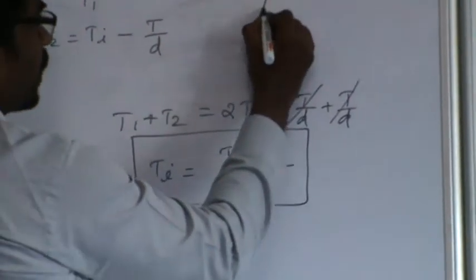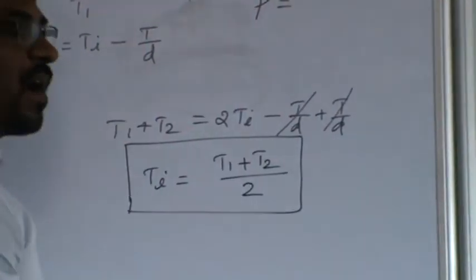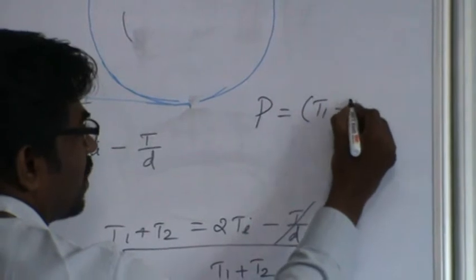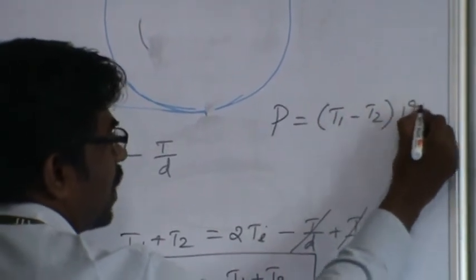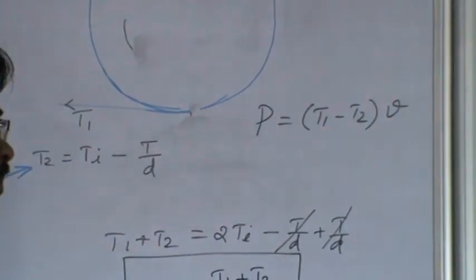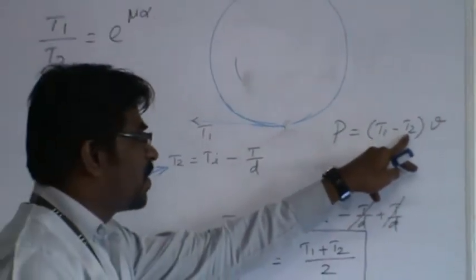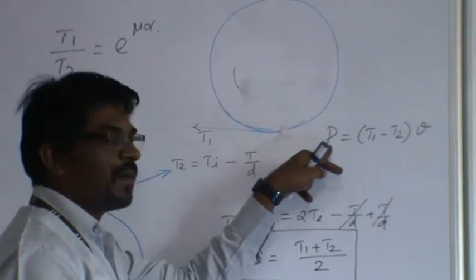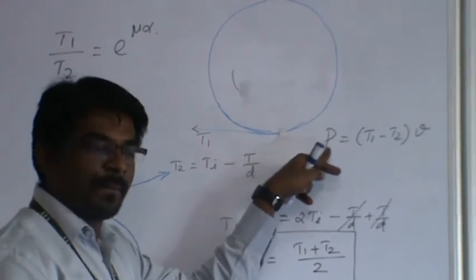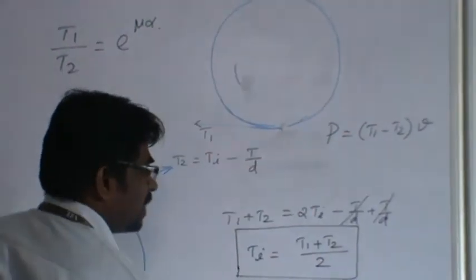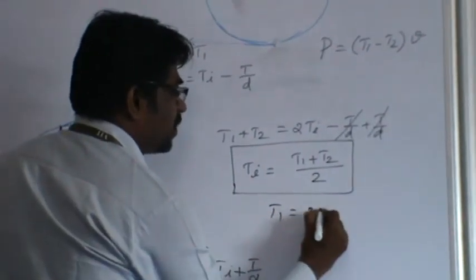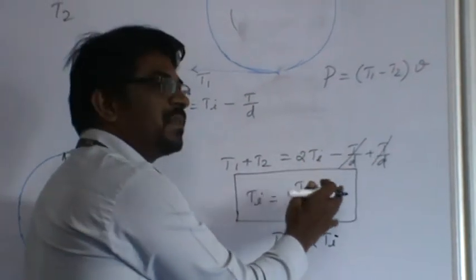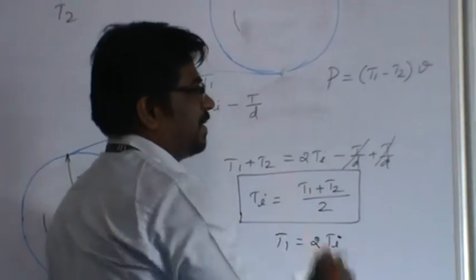You know that power equals force into velocity. Here the force is the effective tension (T1 minus T2) and the velocity. If T2 goes to 0, T1 will be maximum and power transmission will be maximum, and T1 will be equal to 2Ti. But normally there will be some tension in the slack side.